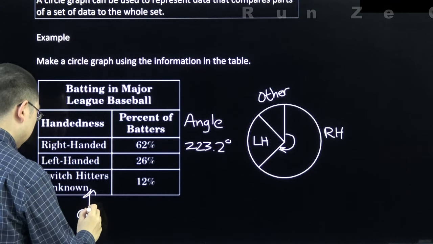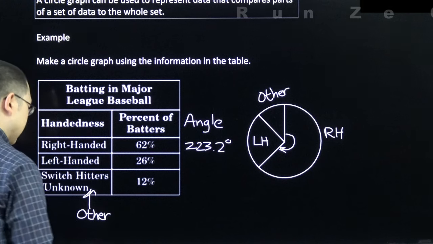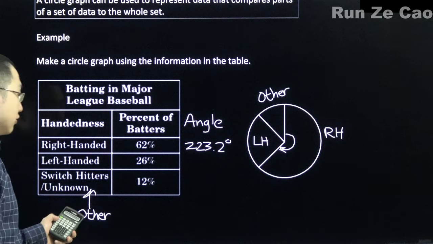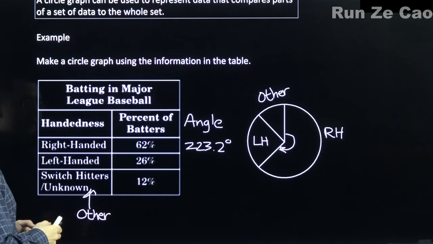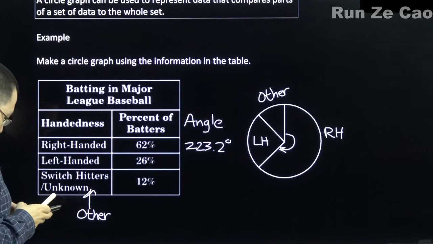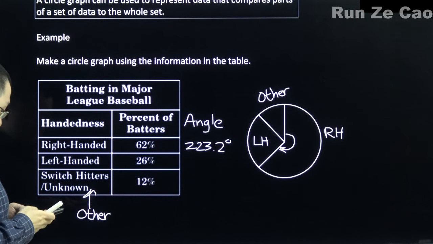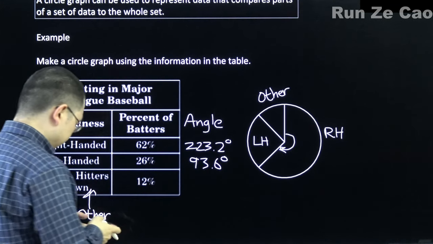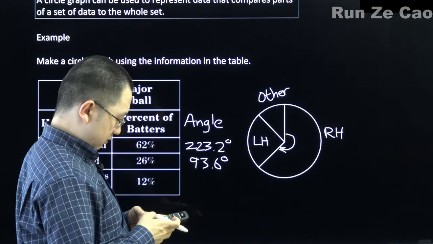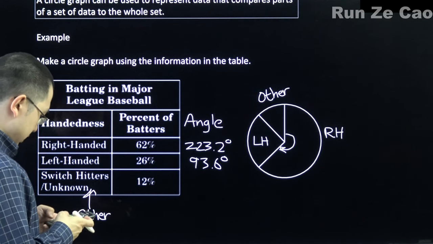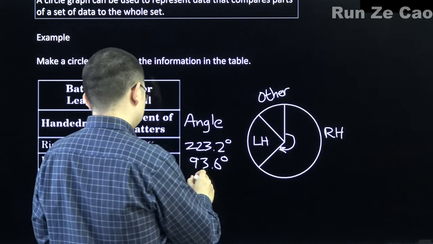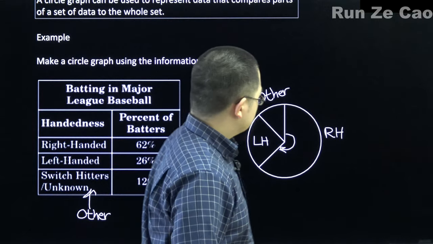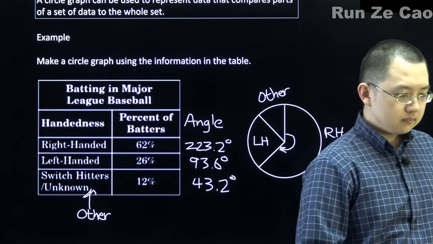And you should point out that if you change the name of a category, you have to point it out. So 26%, that's 0.26 times 360, oh, that's 93.6 degrees. And 12% times 360 is 43.2 degrees.